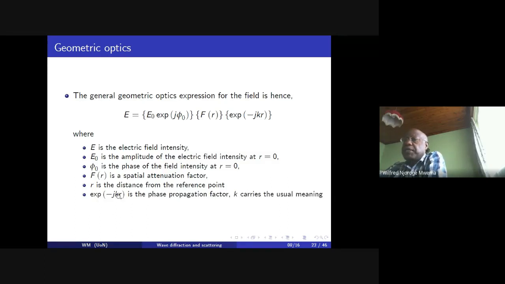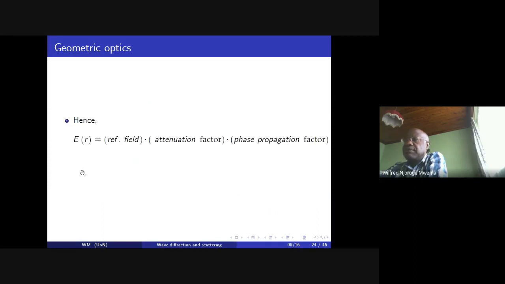So the exponent of minus jkr is of course the phase propagation factor, with k carrying its usual meaning of 2 pi divided by lambda, or omega divided by c. And therefore, the field at a position r would be given by a reference field multiplied by an attenuation factor and multiplied by a phase propagation factor. This is what you get in geometric optics.